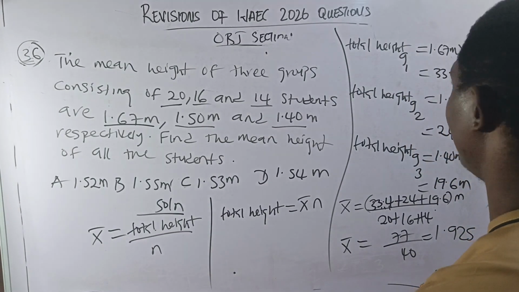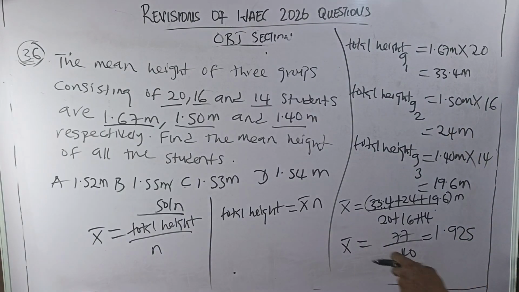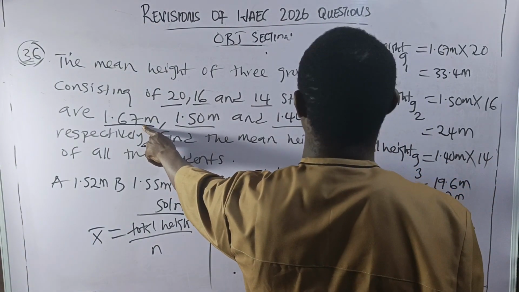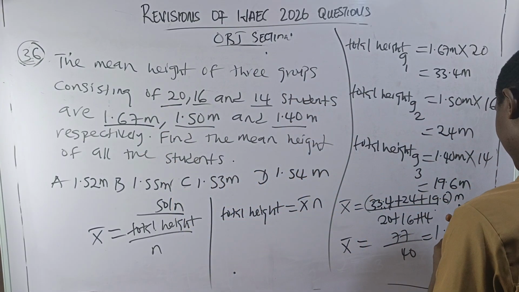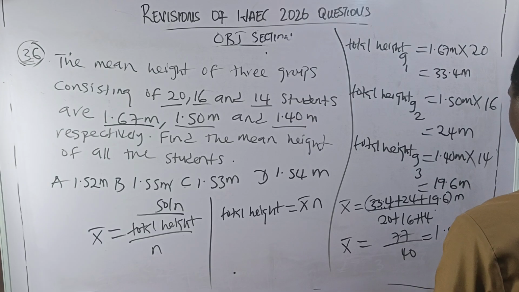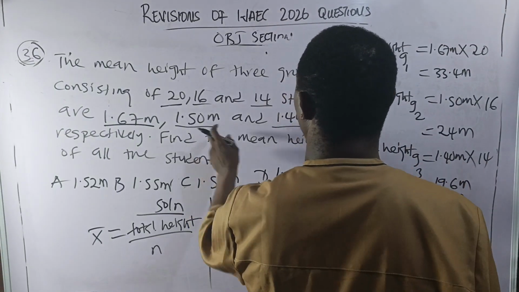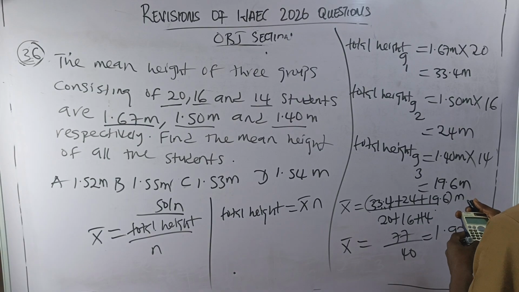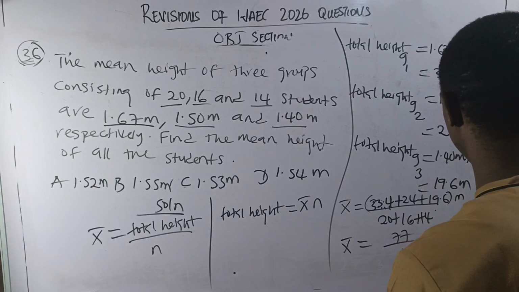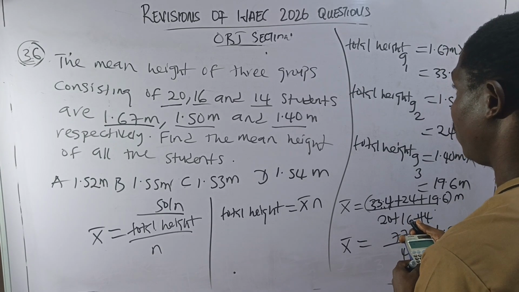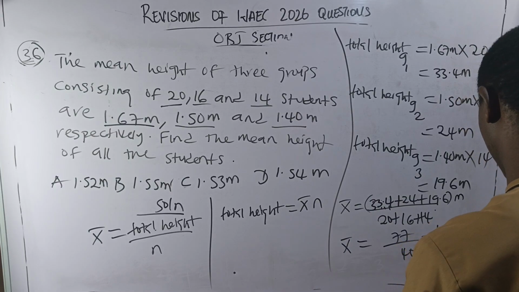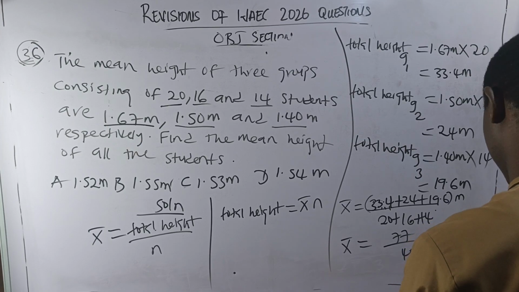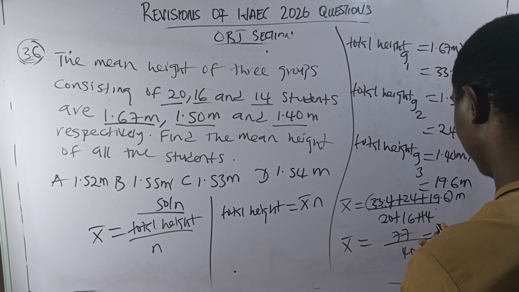1.925. No option there. Where am I making the mistake? Let's review it, please. First mean 1.67 times 20 equals 33.4, yeah? Then the second, 1.5 times 16 equals 24. Yes. And the third, 1.4 times 14, giving me 19.6. So plus 24 plus 33.4, giving me 77 again.